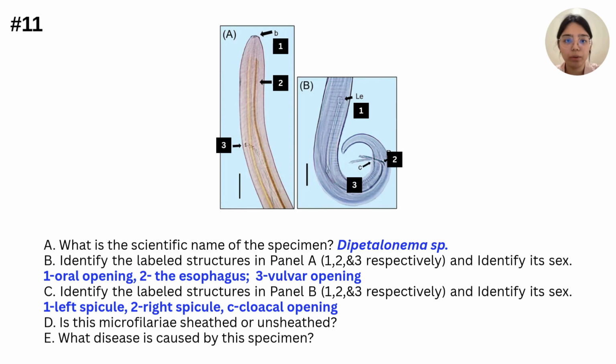Next, we see here that number 1 seems to be the left spicule, while number 2 is the right spicule, and letter C is the cloacal opening. So since these structures are part of the male reproductive system, this worm is classified as male. The male is actually much smaller than the female.